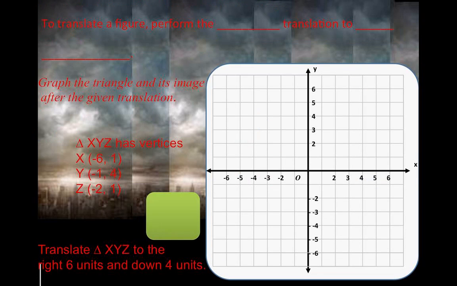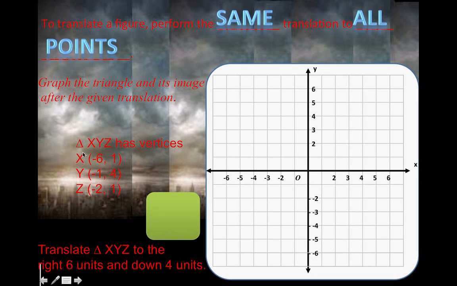Now you're not going to be asked to just translate points all the time. Sometimes you're going to have to translate a whole figure. To do that, perform the same translation to all points in the figure. We're going to do a triangle here first. We have the vertices X, Y, and Z. So the very first thing you're going to do is graph all 3 vertices. We're going to graph X at (-6, 1).